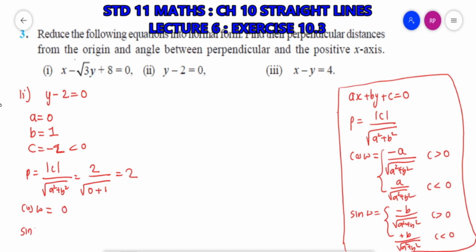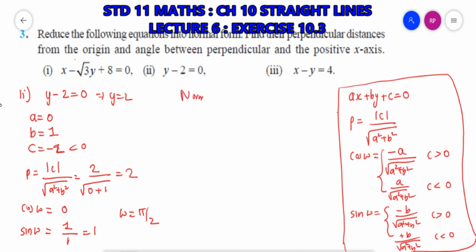And sine omega is equal to b, that is 1, upon under root of a square plus b square, that is 1. The value of cos is 0 and sine is 1 at pi by 2. Clear cut, here we can see that it's y equal to 2. Right, this equation is y equal to 2. So this will be a horizontal line.